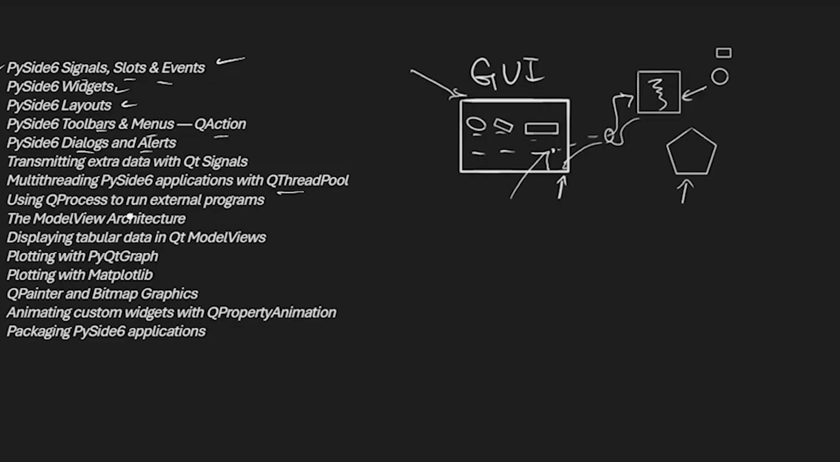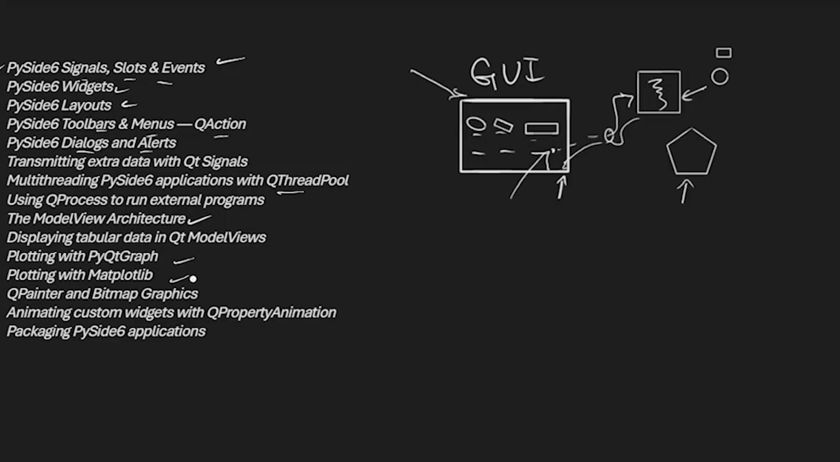Also, you could look at QProcess to run external programs. And one of the most powerful advancements of this framework is working with something called model view architecture, which is quite interesting. So basically it relies on a model view diagram. Now you could also look at the graphing perspective. You could use PyQtGraph or the Matplotlib library.